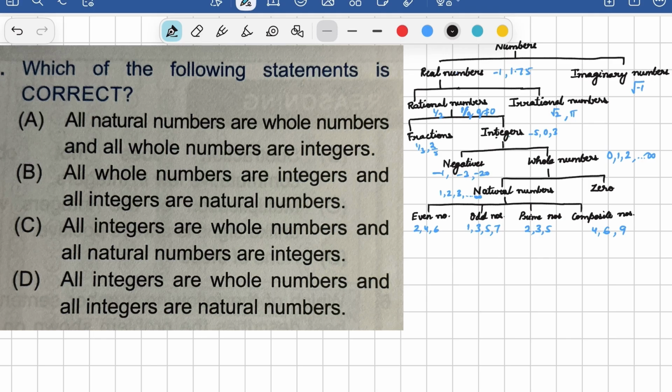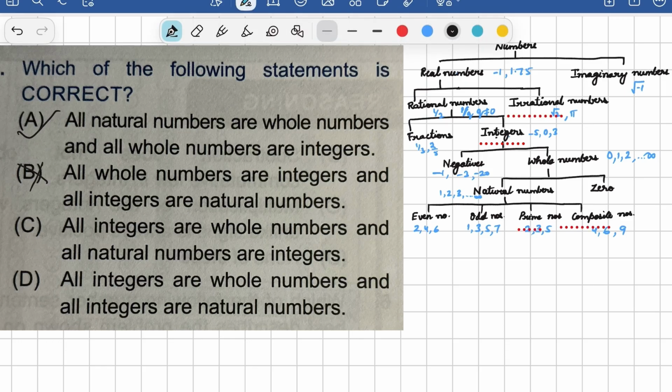All natural numbers are whole numbers and all whole numbers are integers. So this option they have given here. See, all the natural numbers are whole numbers and all whole numbers are integers. So this option is correct. The second option is all whole numbers are integers. Okay, this is right. Then all integers are natural numbers. No, this is not correct because all natural numbers are integers, but all integers are not natural numbers. So this option is wrong.